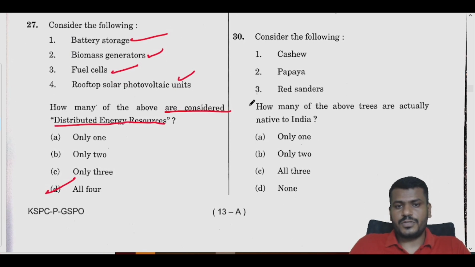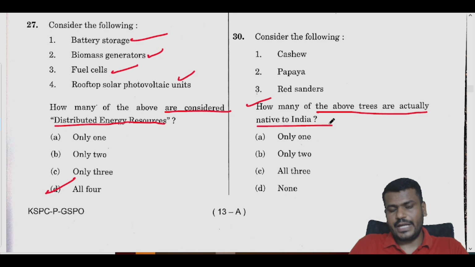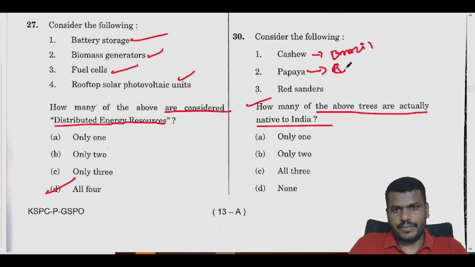See, consider the following statement. How many of the above trees are actually native to India? So normally if you look at cashew, that is from Brazil, guys, not from India. Cashew nuts, and papaya also not from India, that is from Central America. And what about red sanders? Red sanders, yes, this is from India.